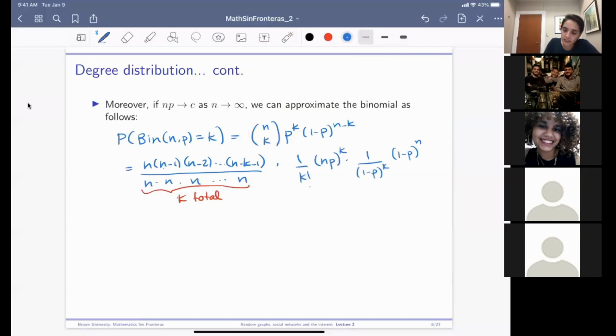Now, if you think about taking the limit over this coefficient, n over n goes to 1. n minus 1 over n also goes to 1. n minus 2 over n also converges to 1. And in general, the last one, n minus k minus 1 divided by n, also converges to 1. So this entire ratio of factorials is going to converge, as n goes to infinity, to 1.